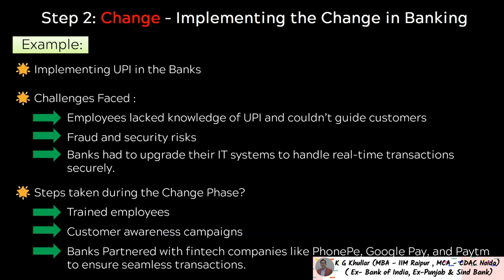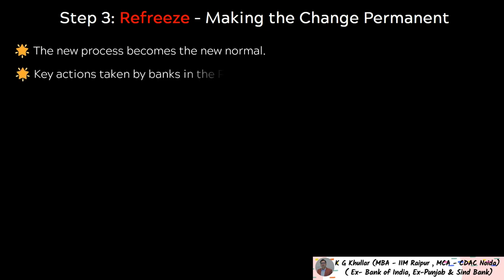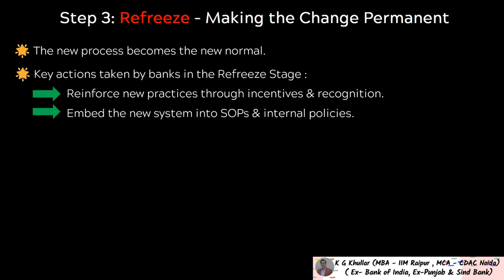Then next, the last phase of Lewin's change management model is refreeze, or making the change permanent. So what happens here? Friends, here the new processes become the new normal in the bank's functioning. Please note, without refreezing, employees might revert to old habits and customers might stop using the new system. So the key actions taken by the banks in the refreeze stage are: first, reinforce new practices through incentives and recognition. Second, embed the new system into SOPs and internal policies. And lastly, there must be continuous improvement based on feedback.